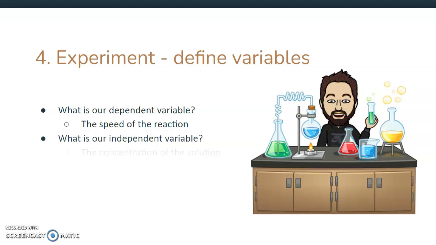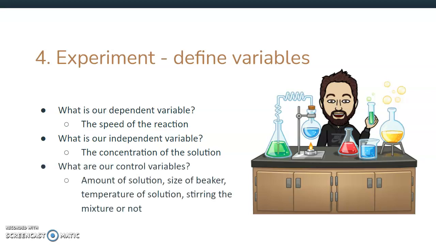Our independent variable is going to be the concentration. So this is the variable we get to change. We're going to test it once with a normal concentration and once with a really strong concentration. And then our control variables are our amount of the solution, our size of the beaker, temperature, and whether we're stirring the mixture or not. Everything else that could possibly have an impact on our reaction, we want to keep the same. Those are going to be our control variables.